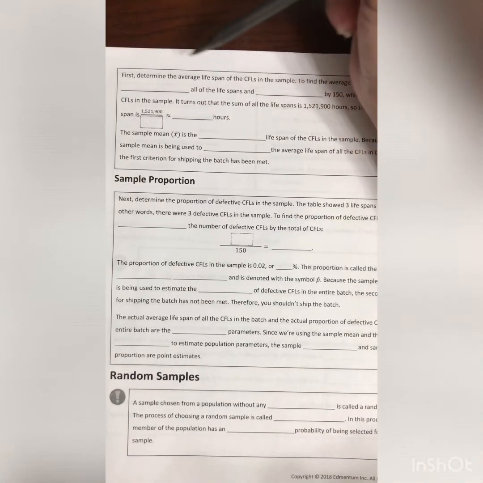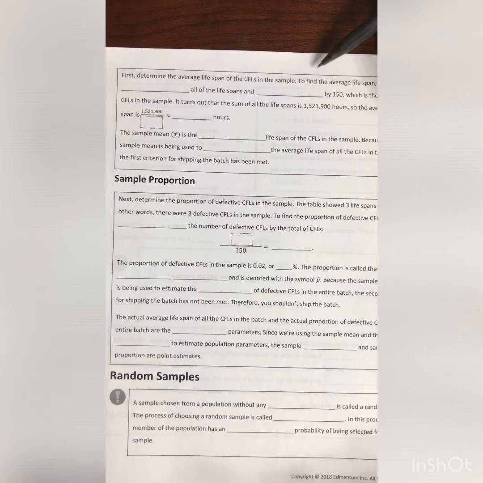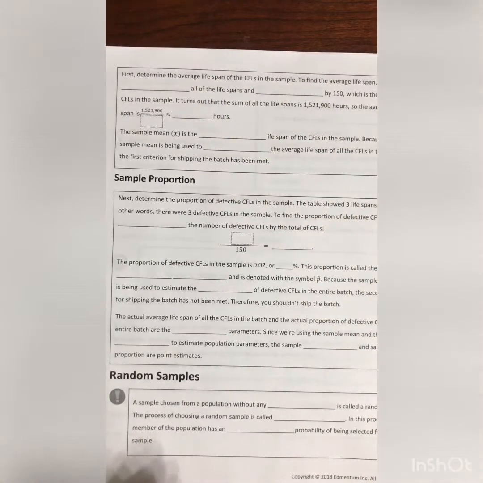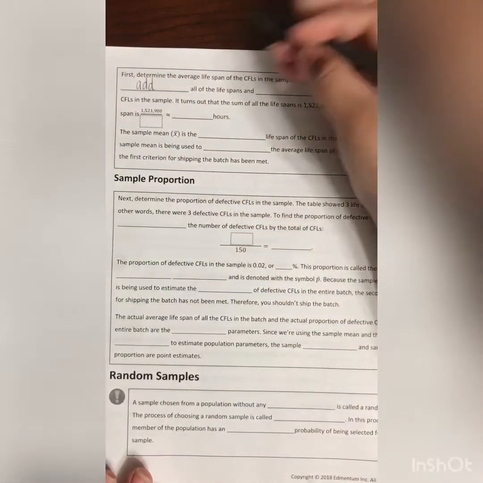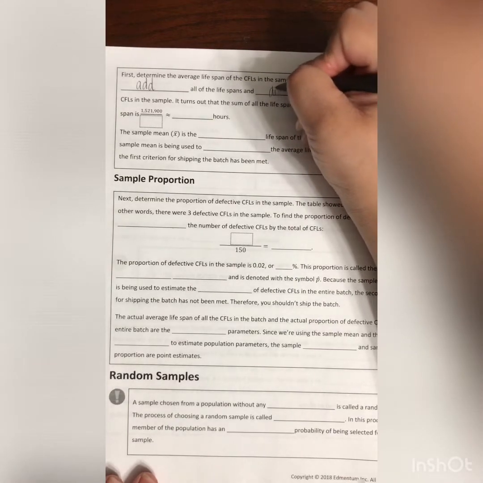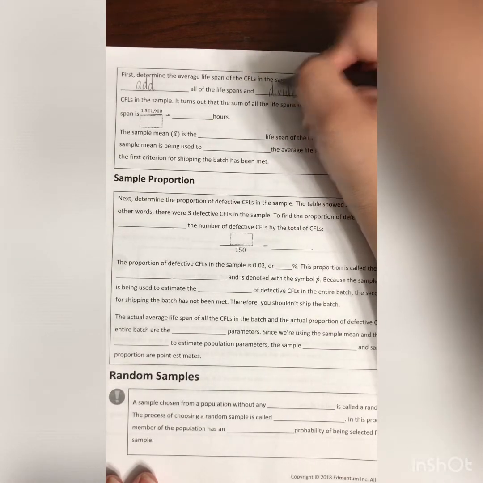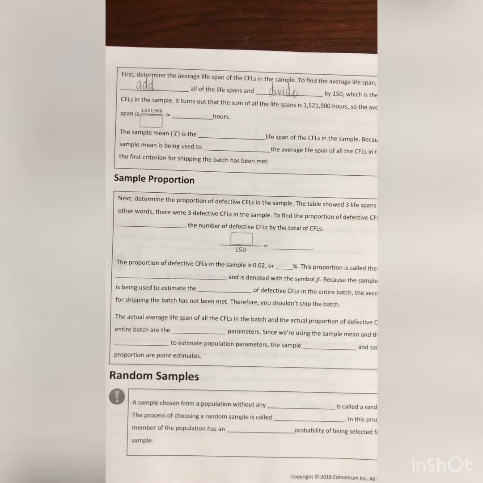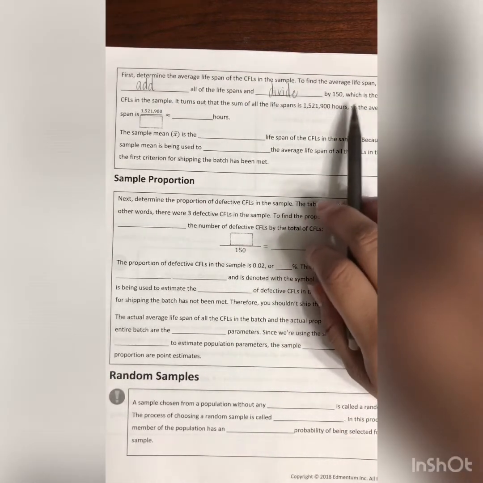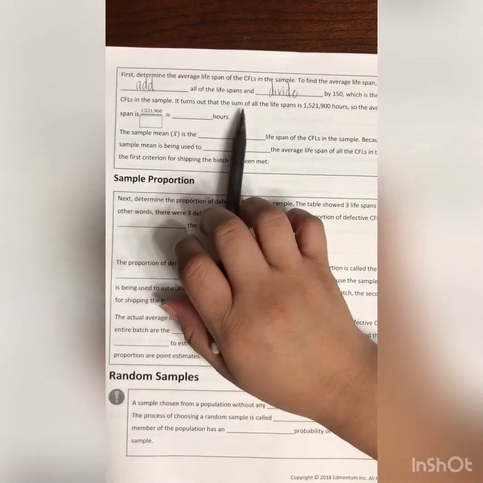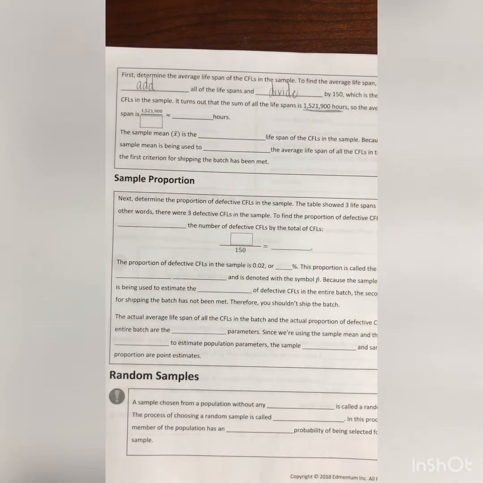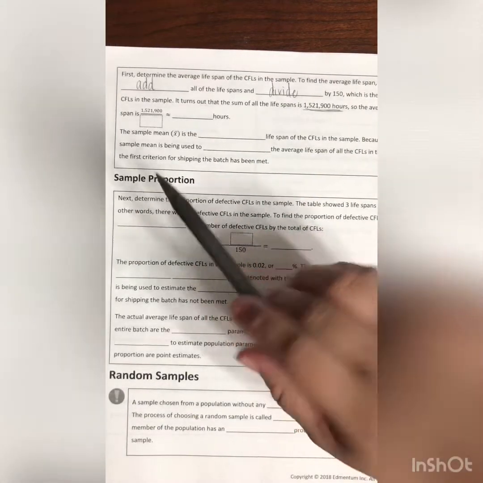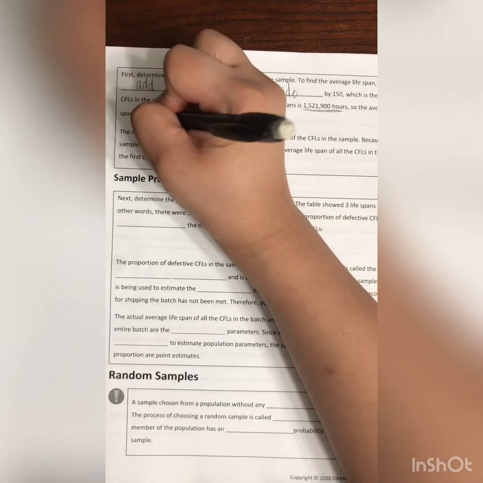First, determine the average lifespan of the CFLs in your sample. To find the average lifespan, you're going to add all of the lifespans, which I just said we don't have to do because it's already been given to us, and then divide by 150 because there were 150 bulbs. If you remember, this is how you find the mean. It turns out that the sum of the lifespans is, so here is that sum. We don't have to do it because they've already done it for us. So the average lifespan is that number divided by 150.